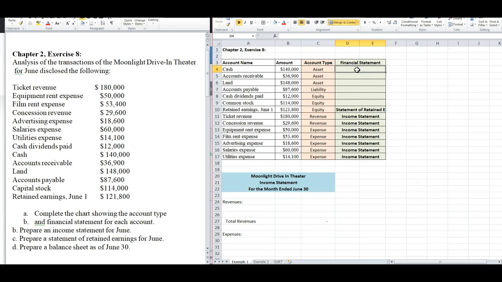Our assets, liabilities, and equity accounts will appear on the balance sheet. Dividends will appear on the statement of retained earnings only.